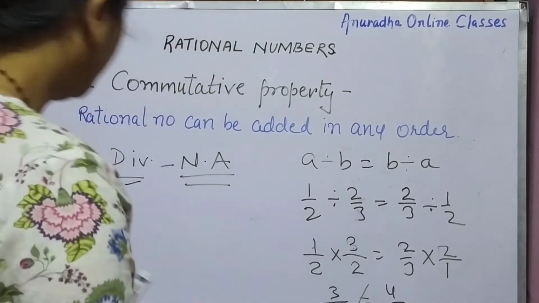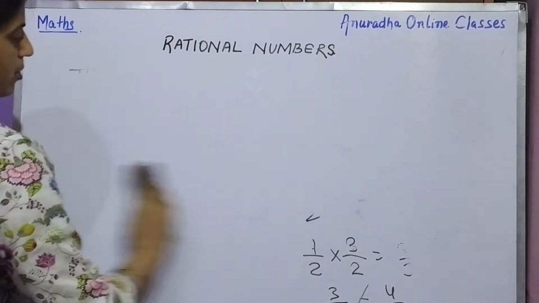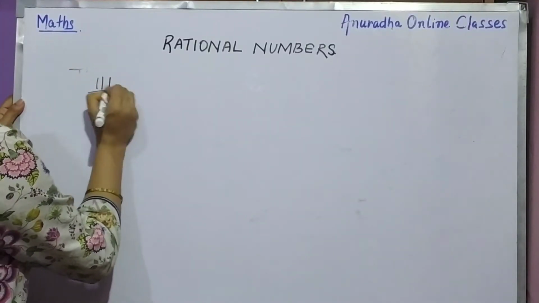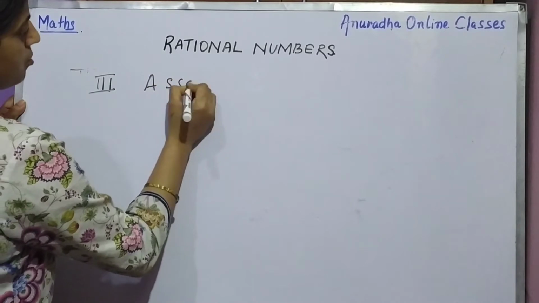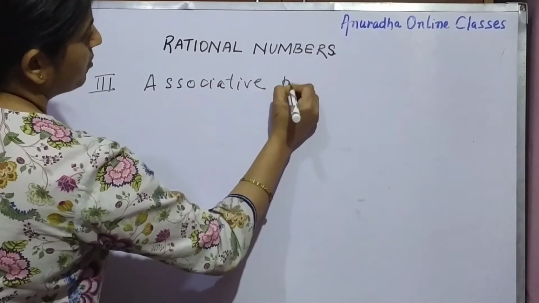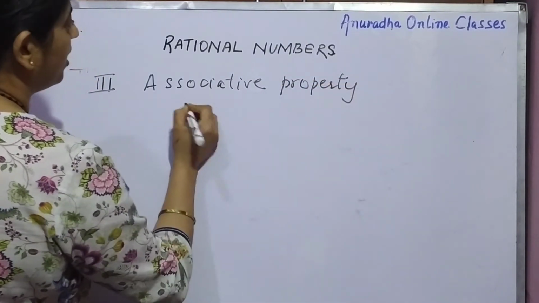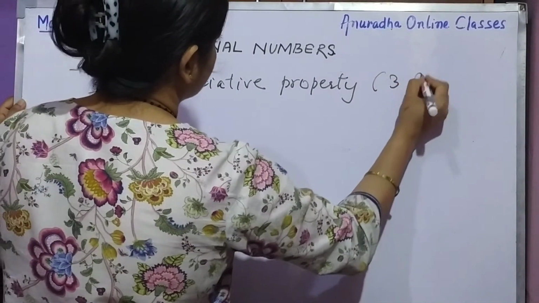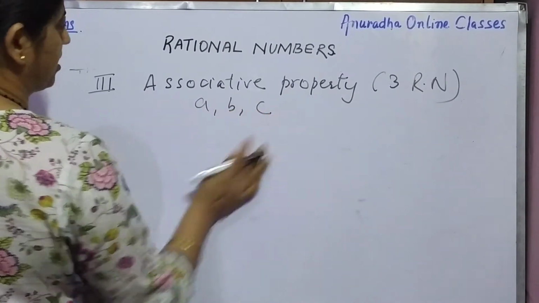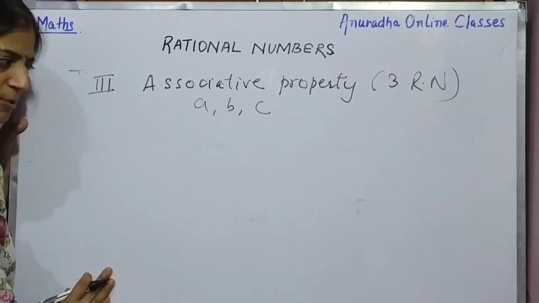Now come to the third property, that is the associative property. Third property is associative property. For associative property, we need what? 3 rational numbers. Let us take A, B and C. Right? Here also we will take all the 4 operations.